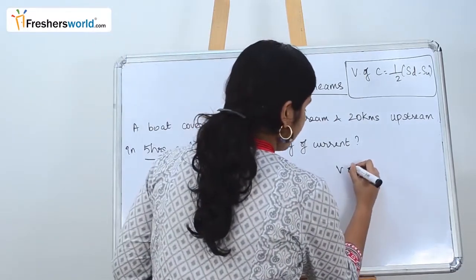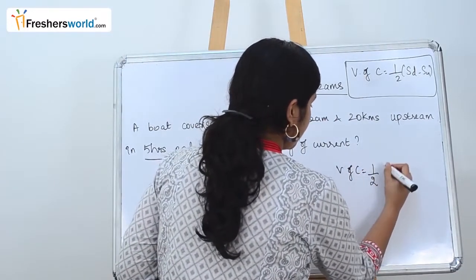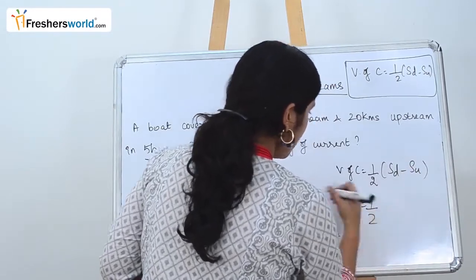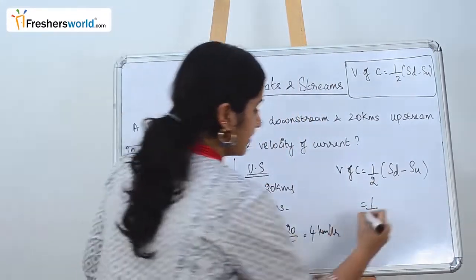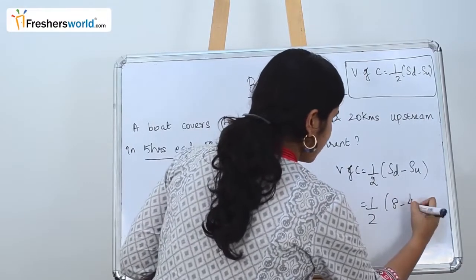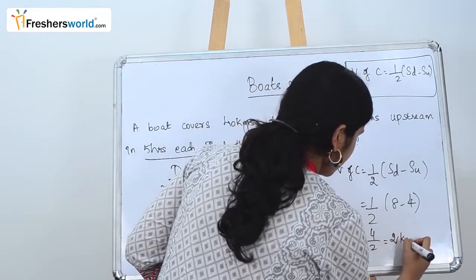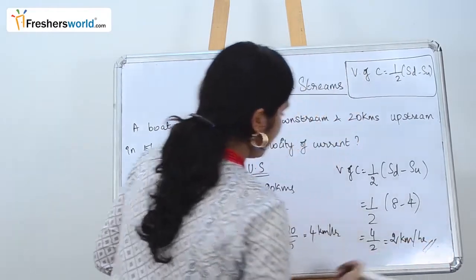So the velocity of the current is half into speed downstream minus speed upstream. Half into downstream speed 8 minus upstream speed 4. So 4 by 2, the velocity of the current is 2 kilometers per hour.